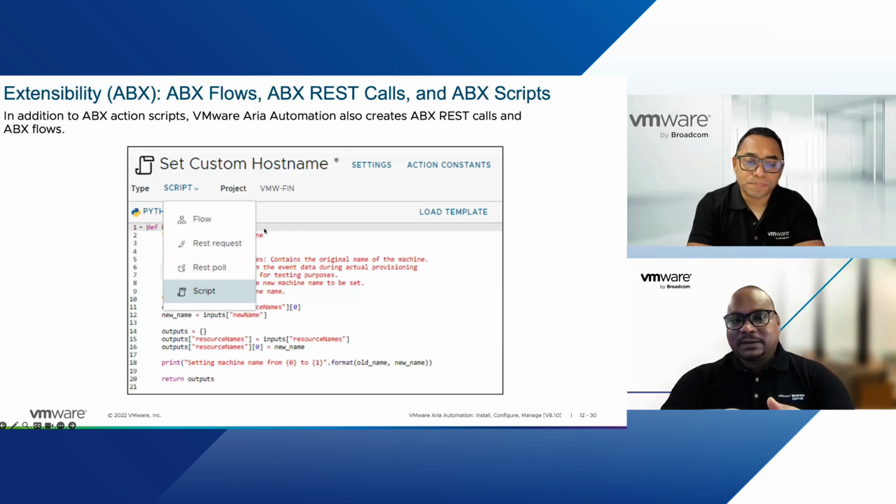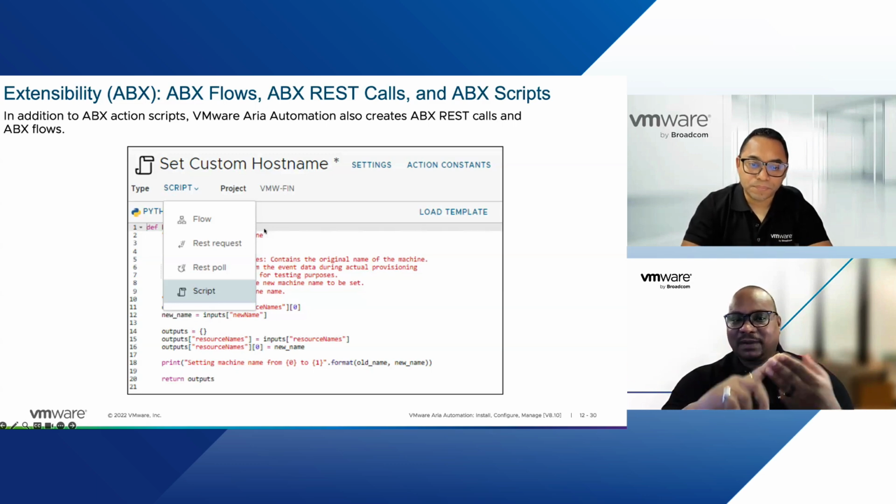This code could be written in the form of Node.js, PowerShell, Python, right? So that's the script option. There is this REST request as well, as you can see, and the REST poll. So REST action and REST request and the REST poll. It is basically to invoke the REST API operations.